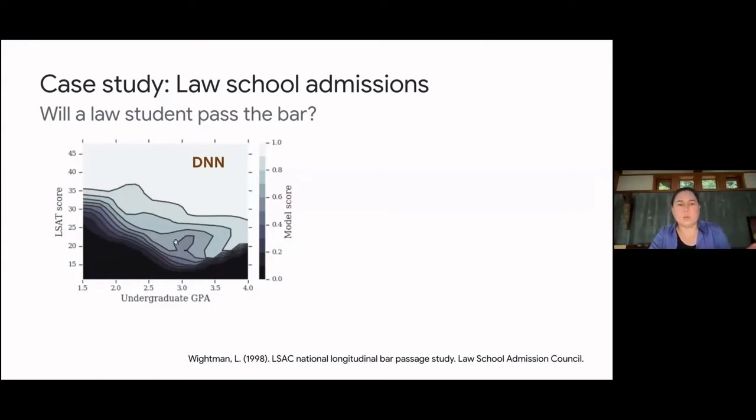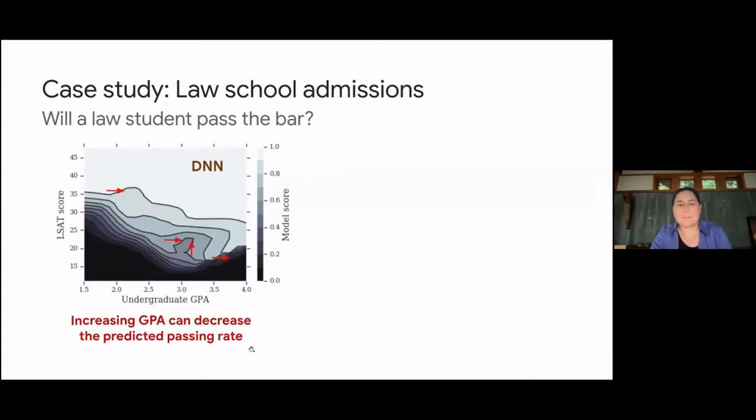But you'll notice that there's this kind of weird crook here. In fact, what our DNN has learned is that at some points in this space, with a certain GPA or a certain LSAT, increasing one of the others will actually decrease your predicted passing rate. So here you are with a GPA of like 2.7. You're kind of a middling student, with a middling LSAT. And here we're saying that if you had actually gotten better grades, we would lower our prediction for how well you were going to pass the bar. That just seems frankly wrong, right?